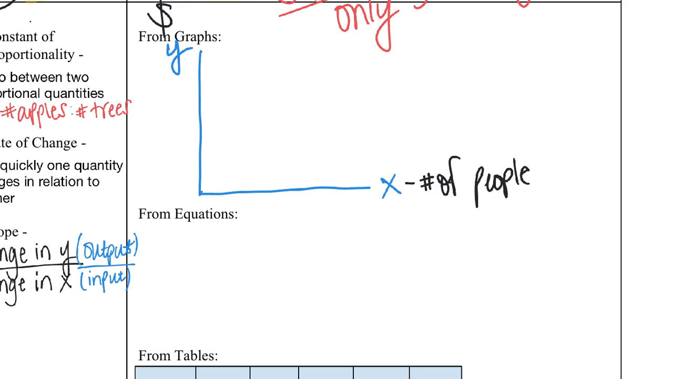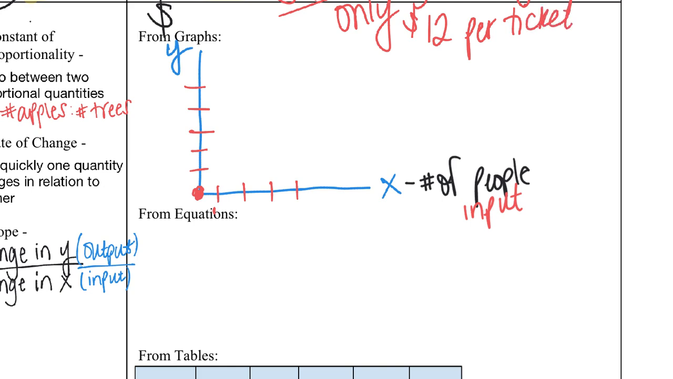So if nobody comes in, and coincidentally, X is our input, so this works well for our input-output. If 0 people are walking into the theater, then they are making $0. Okay? So I'm going to label here. If one person walks into the movie theater, so we're at 1 here, they're going to be getting $12 per ticket. So they're going to be getting $12.